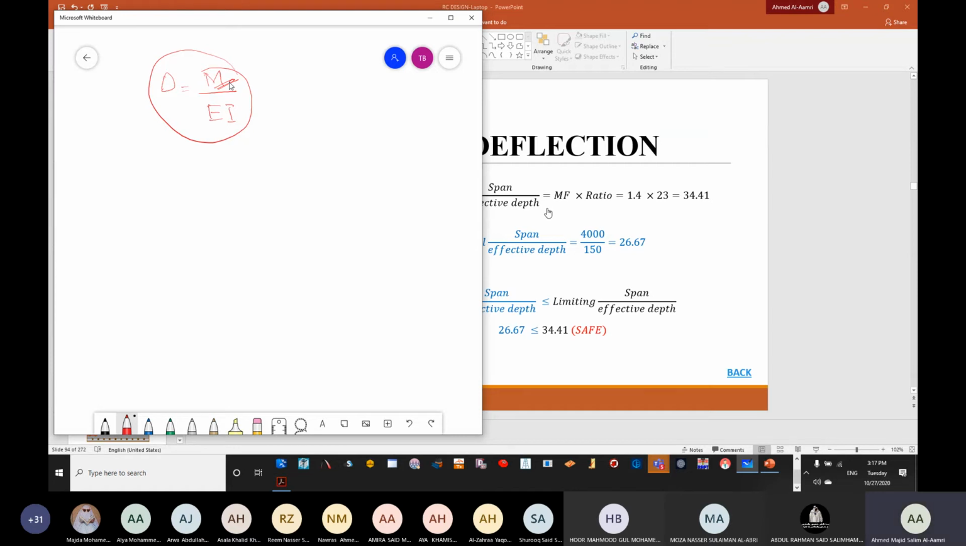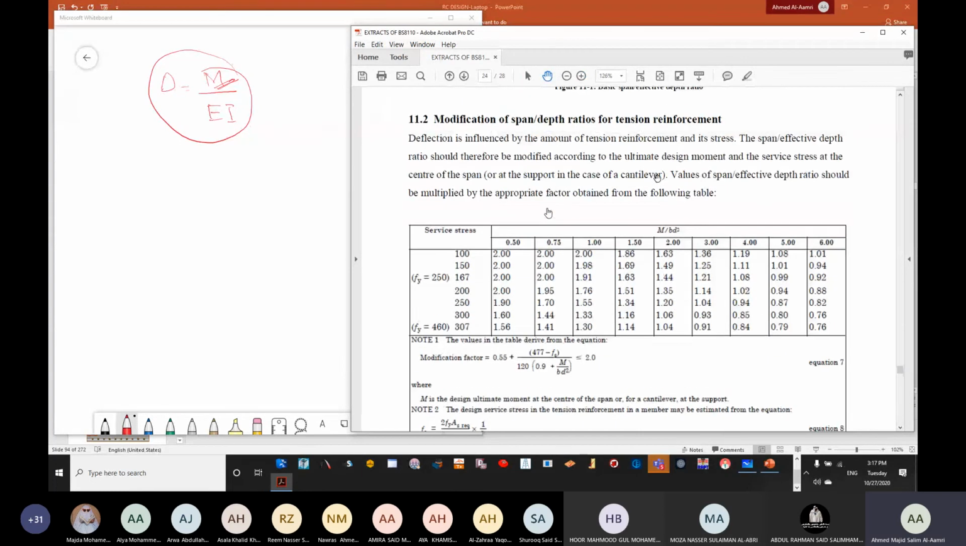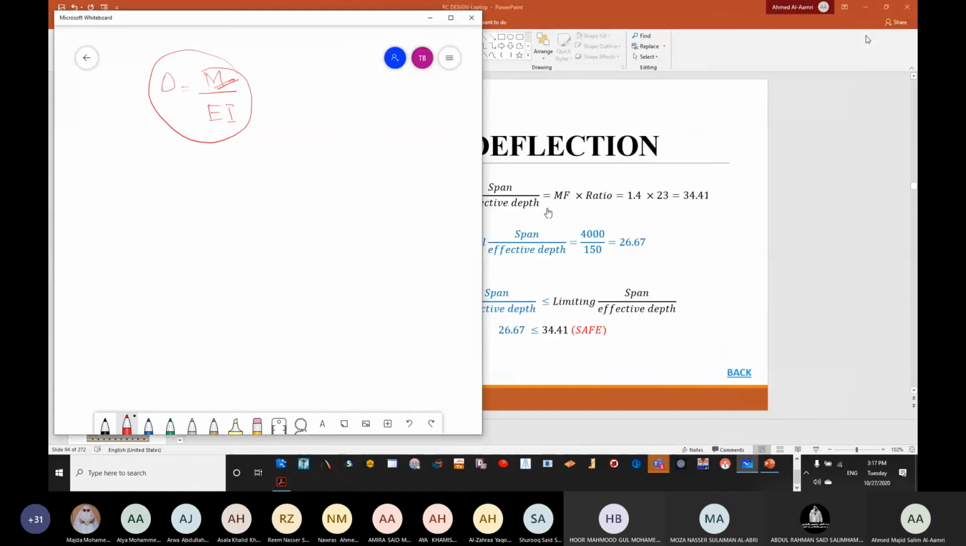Now, if you return back to your code, the code says we have 3 cases. We have 7, 20, and 26. Do you remember these cases? For a simple it is 20, for a cantilever it is 7, and for a continuous it is 26.